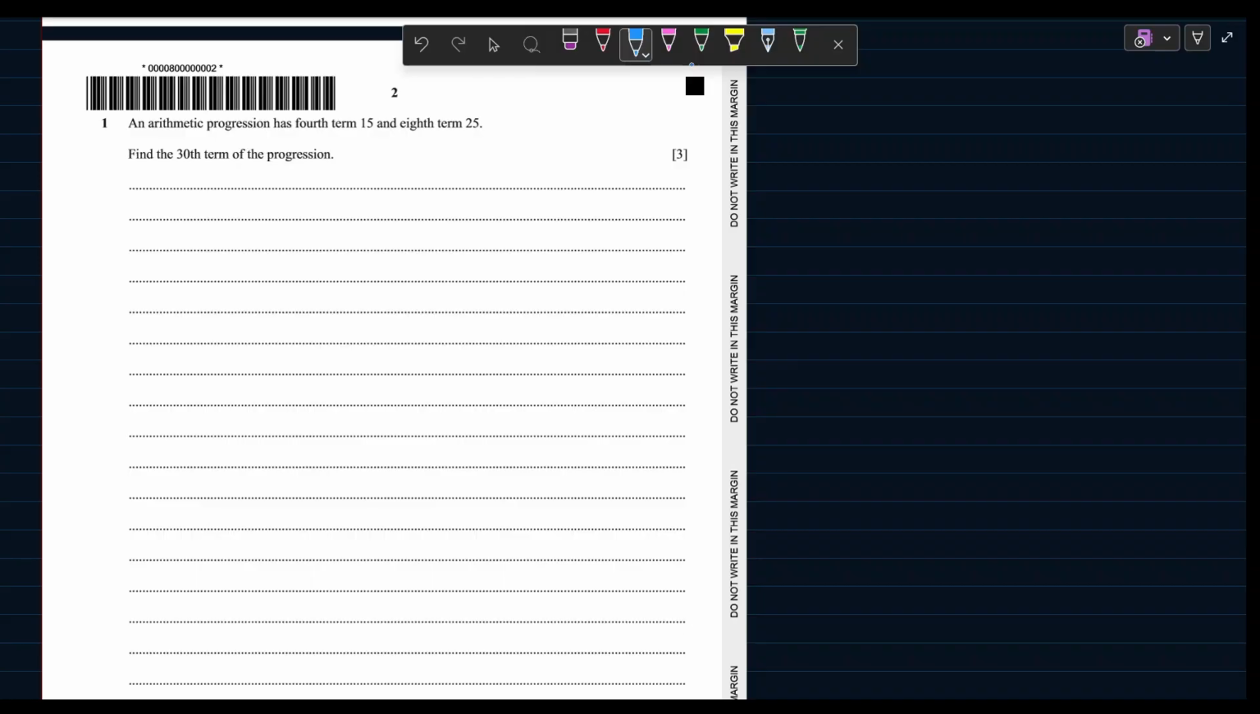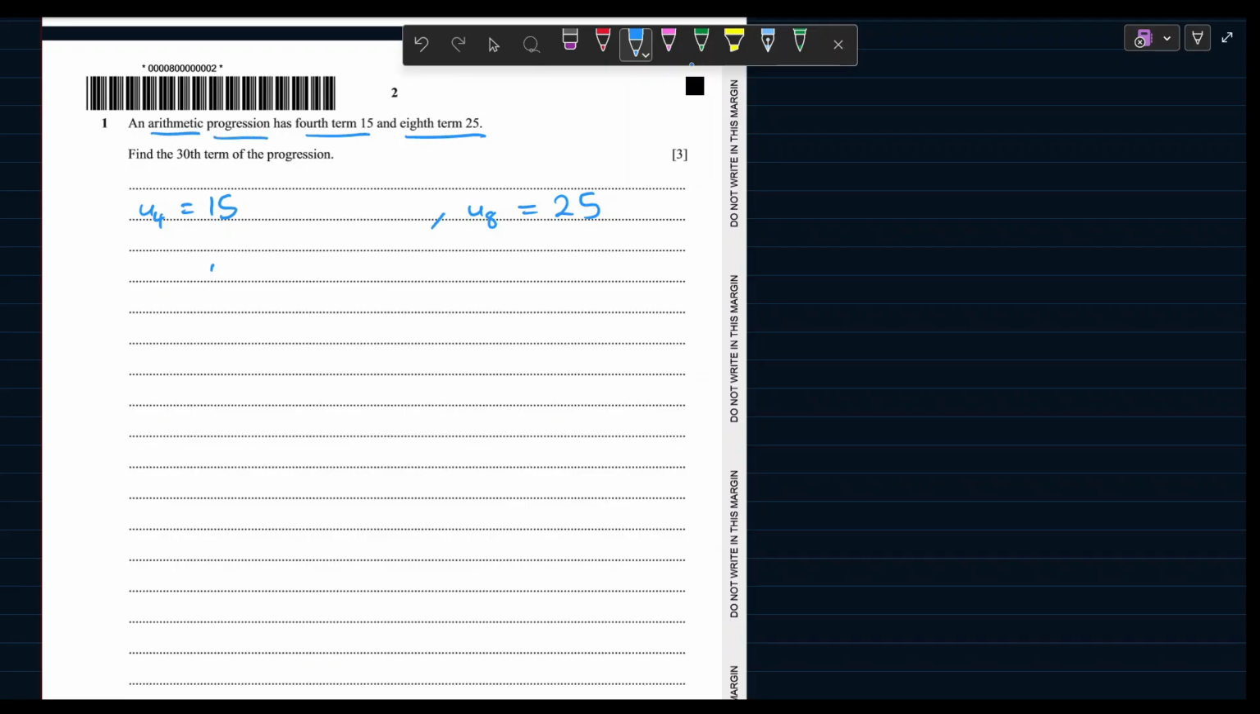Question number 1. An arithmetic progression has 4th term 15 and 8th term 25. Find the 30th term of the progression. Alright, so we're given that our 4th term is 15, so U4 is equal to 15. And we're also given that our 8th term is 25, so U8 is 25. And we know that we're dealing with an arithmetic progression.